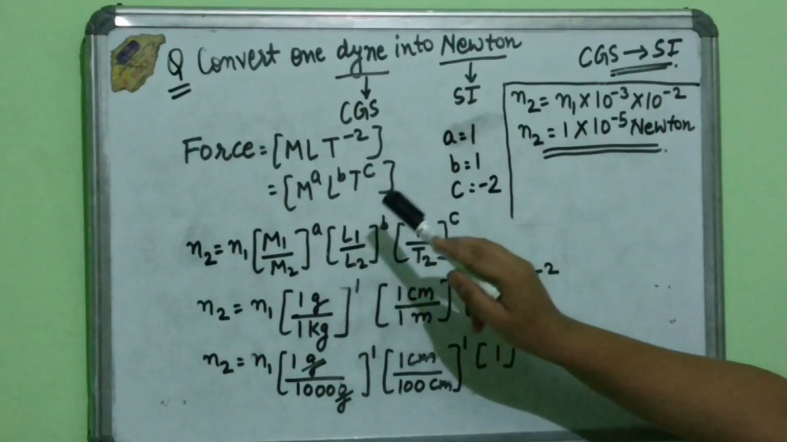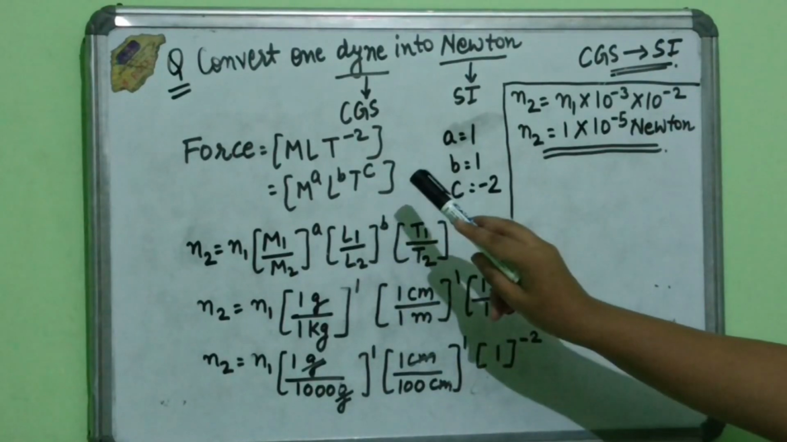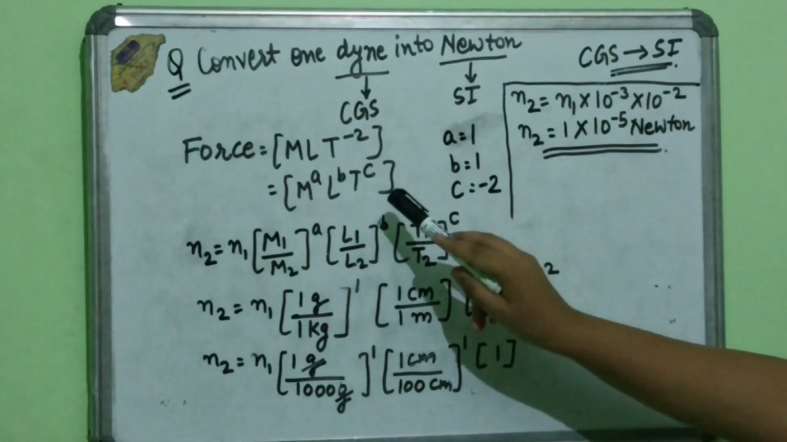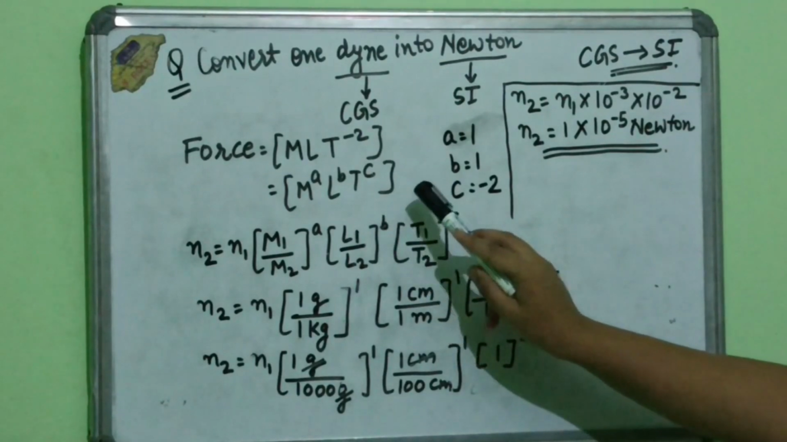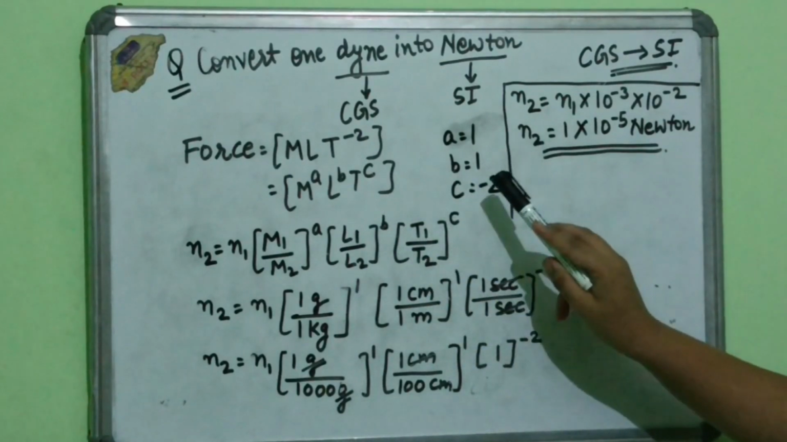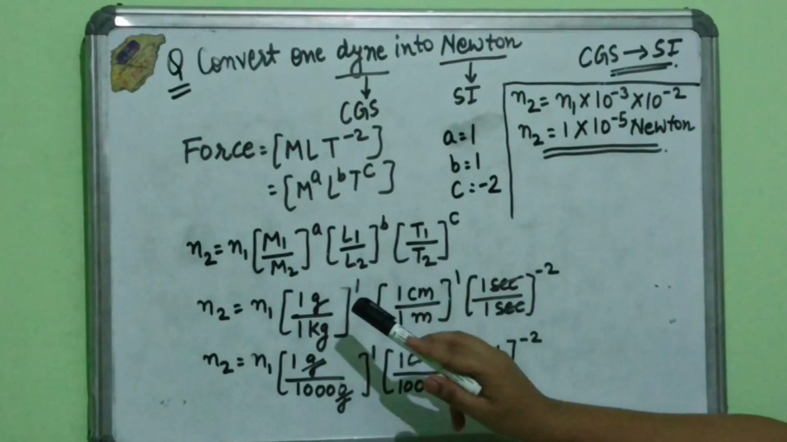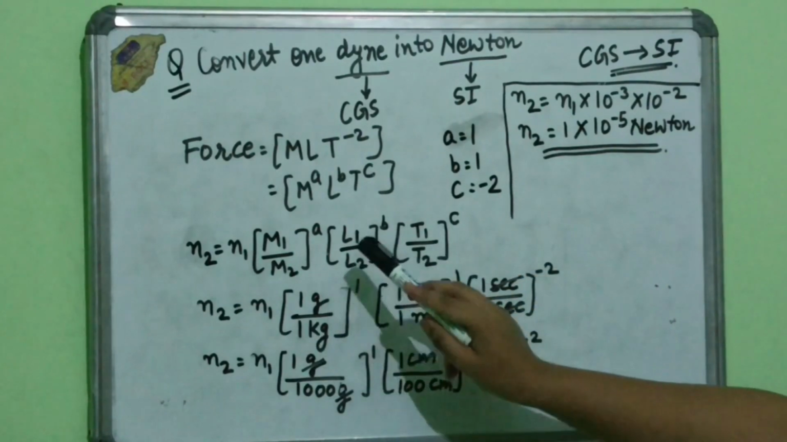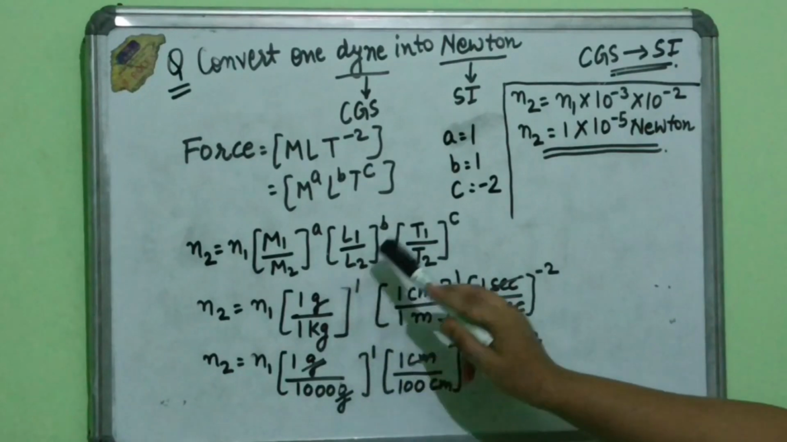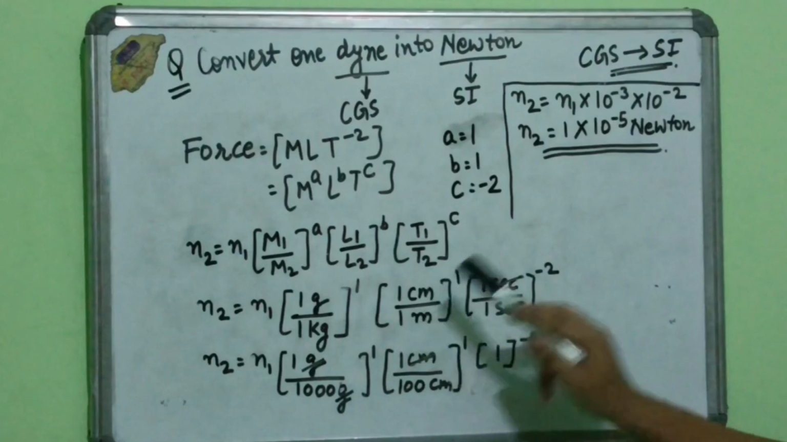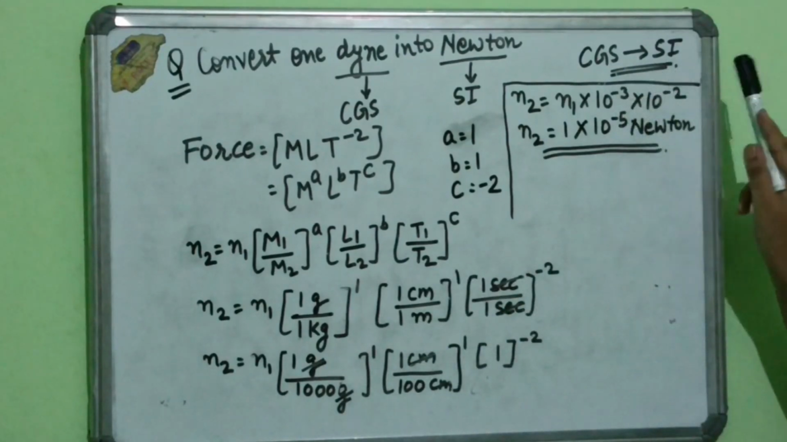We know that the dimension formula for force is M to the power 1, L to the power 1, T to the power minus 2. So if we compare this with M to the power a, L to the power b, T to the power c, then we get a is equal to 1, b is equal to 1, c is equal to minus 2. Now let's talk about the formula, which is n2 is equal to n1 (M1 upon M2) to the power a, (L1 upon L2) to the power b, (T1 upon T2) to the power c. We have to convert from CGS unit to SI unit.